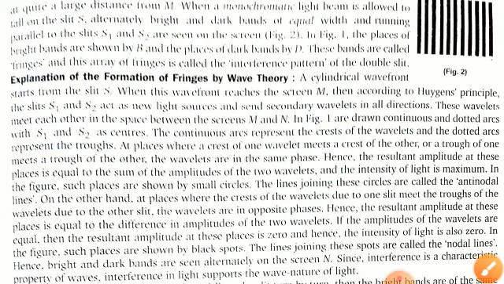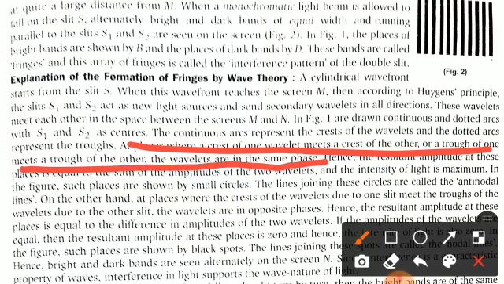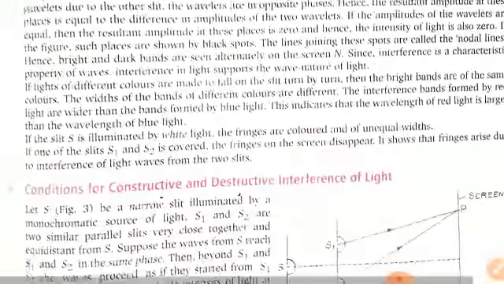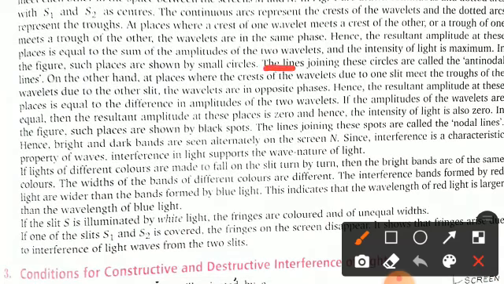So at places where a crest of one wavelet meets a crest of the other, or a trough of one meets the other, the wavelets are in the same phase. Fine, this is the important line, you have to notice it properly. Hence the resultant amplitude at these places is equal to the sum of the amplitudes of the two wavelets, and the intensity of light is maximum. So in the figure, such places are shown by small circles. If you see figure number 1, there are small circles, black and dark. The lines joining these circles are called antinodal lines.